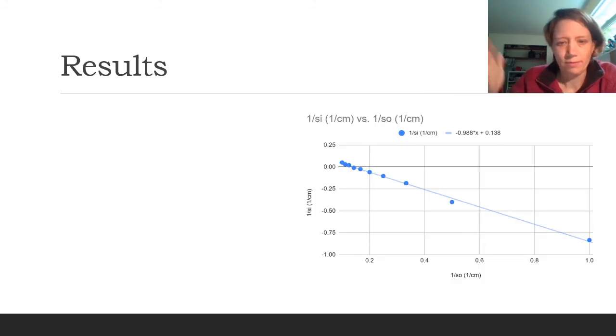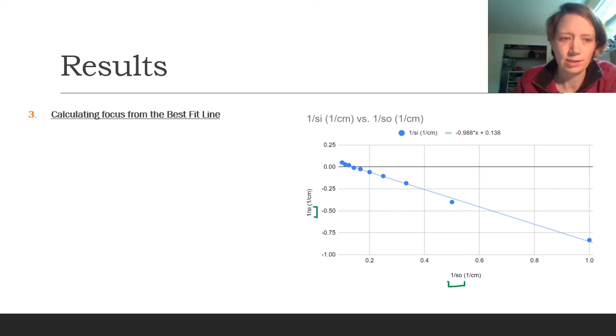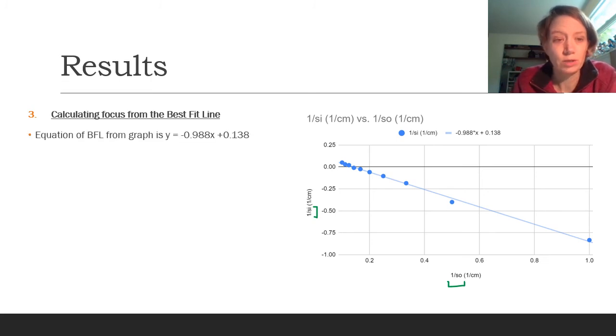So when you do it, voila, there's the result. It's a straight line. So that data that looked like it was all over the place actually does graph a straight line if, instead of graphing the data itself, you graph 1 over SO on the x-axis and 1 over SI on the y-axis. Now that we've got this lovely linear graph, we actually want to take the last step, which is figuring out what the focal length is. That was the whole goal of this entire experiment.